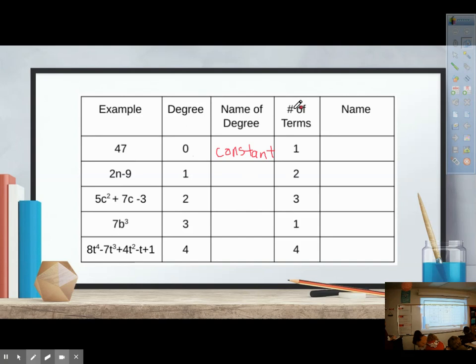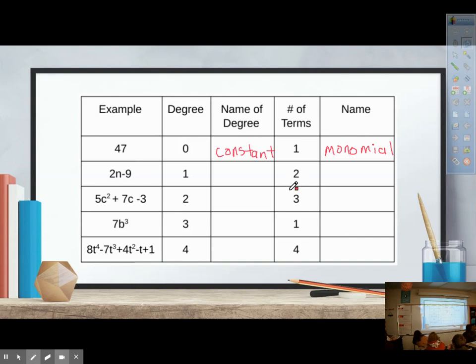Now, number of terms. This has one term. Polynomials that have one term, we call a monomial. If you've ever heard the expression mano a mano, that means one to one.